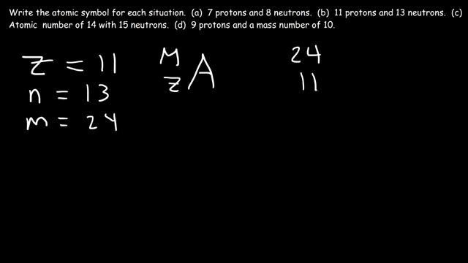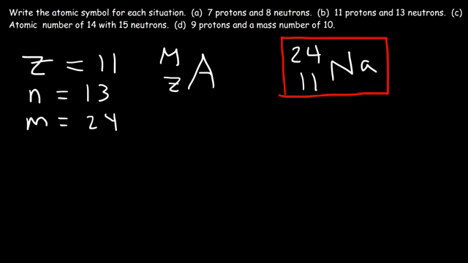So now go to the periodic table and identify the element that has an atomic number of 11. This is going to be sodium. So this is the answer. It's sodium 24. The most common isotope of sodium is sodium 23. The atomic mass of sodium is about 22.99, which means the most common isotope is sodium 23, but there could be other isotopes, sodium 22, sodium 24. It's just that sodium 24 is not the most common isotope.